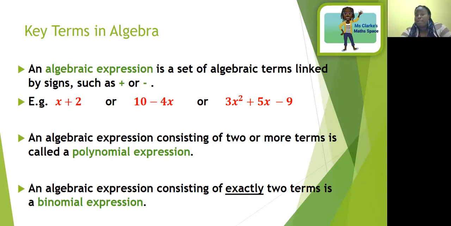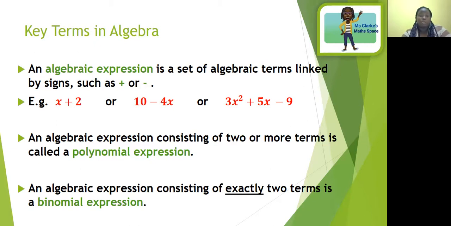And I have 3 examples there in red. First one is x plus 2, or the second one could be 10 take away 4x, or another algebraic expression would be 3x squared plus 5x take away 9. So you notice that there are no equal signs there, right? Just some algebraic terms with either a plus sign or minus sign combined together to form an algebraic expression.